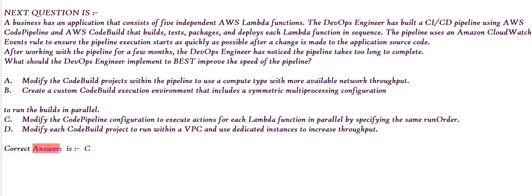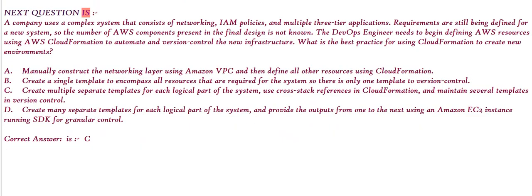Correct answer is C. Next question is: A company uses a complex system that consists of networking, IAM policies, and multiple 3-tier applications.